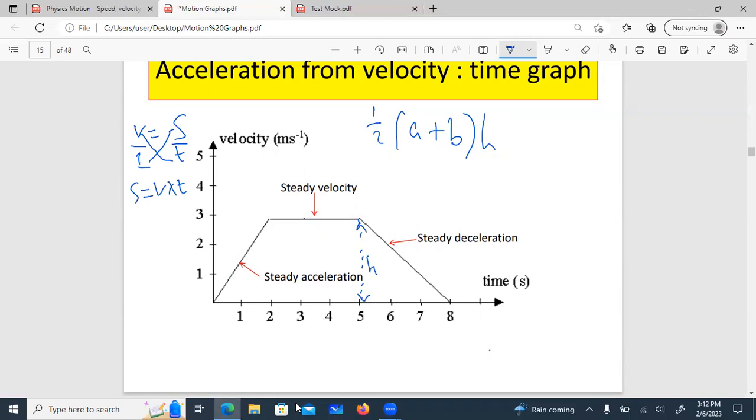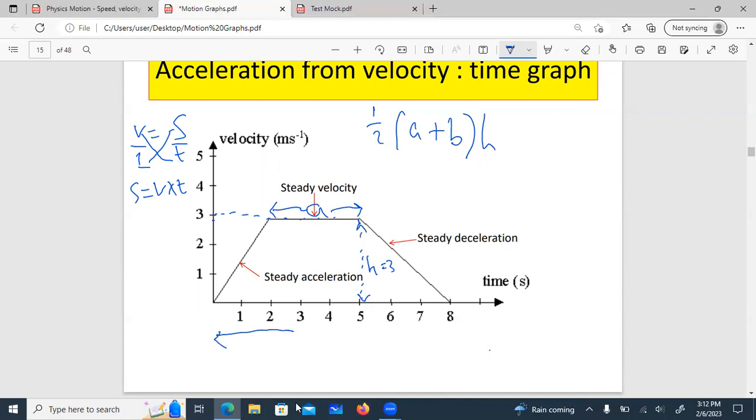And this height is what? Is 3 meters per second, if you pick from here. So you can see that the height is 3 meters per second. A is from this place to this place up here. This is our A. And B is the lower one.